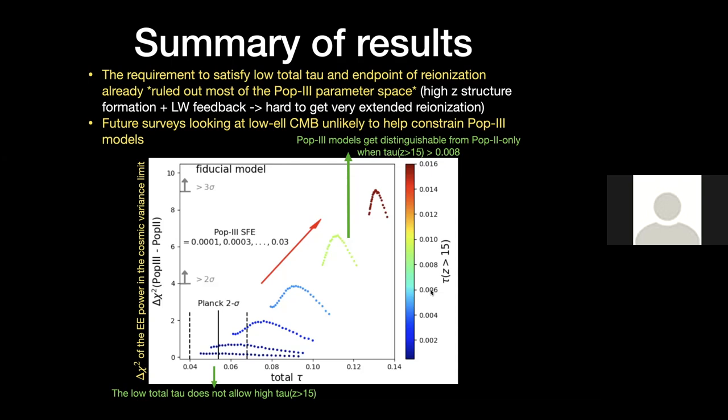So what this is all saying is very simple: CMB surveys, especially future CMB all sky surveys, looking at the low L CMB is very unlikely to help us constrain POP3 models. So that's the one most important thing that I want you to remember from this part of the talk. And then I'm going to pause very briefly here for questions.